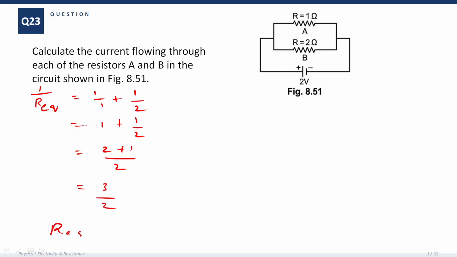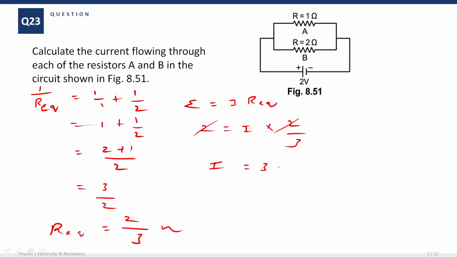Then R equivalent can be written as 2 by 3 ohms. Using Ohm's law, the electromotive force epsilon equal to I R equivalent. Epsilon is given as 2, I we don't know, R equivalent we found 2 by 3, and both sides 2 2 will get cancelled. Then I equal to 3 amperes.